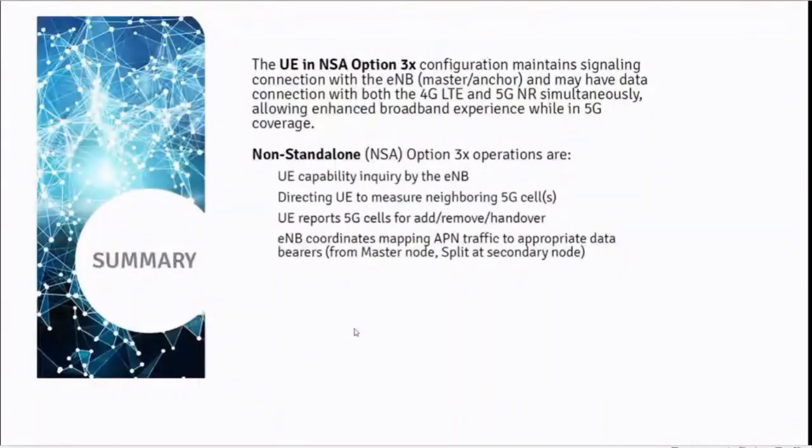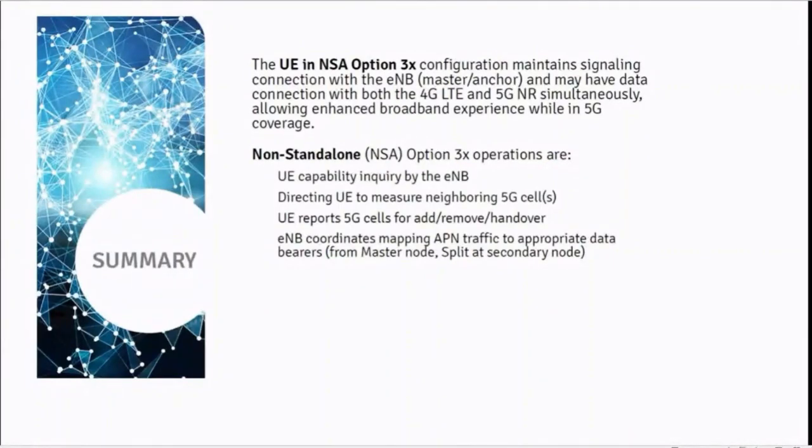So the UE in NSA option 3X configuration maintains the signaling connection with the eNodeB, right, and may have a data connection with 4G LTE and 5G NR simultaneously, right? So in this case, UE capability is required and inquired by the eNodeB, which directs the UE to measure neighboring 5G cells, right? And the UE reports 5G cells for add, remove, or for handover.